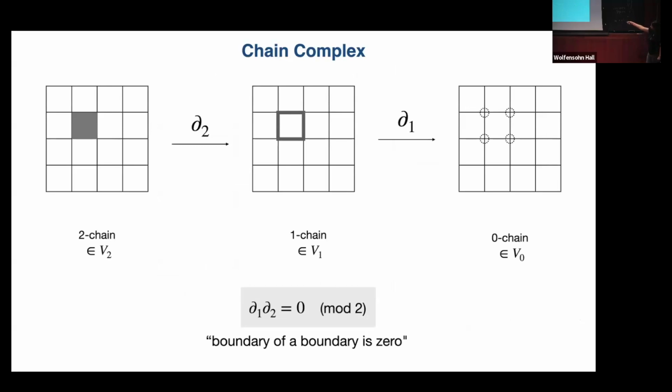If I start from a plaquette, I act with this boundary map, I get four edges, and I act with the boundary map again. And now every vertex that was part of those 4 edges is counted twice. So this boundary map takes me from an element of a 2 chain, which is an element of V2, to a 1 chain, which is an element of V1, to a 0 chain, which is an element of V0. And then the composition of both of these maps gives me 0 mod 2, which is just boundary of boundary is 0. Okay?